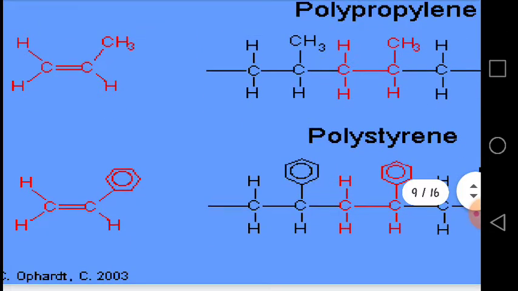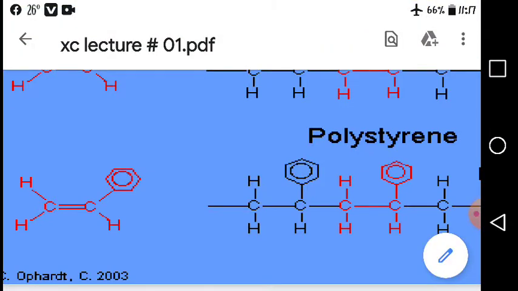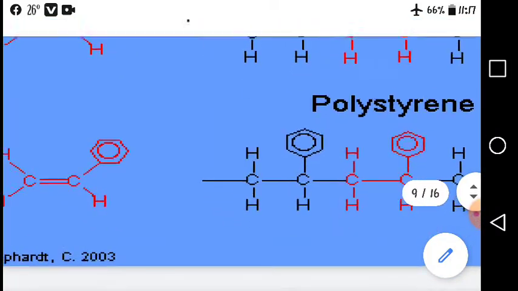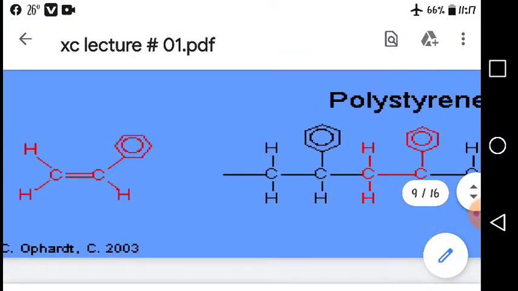Another example of addition polymerization is polystyrene. The styrene unit also has a double bond, and with the help of this double bond, the styrene group combines with other styrene and forms polystyrene, a polymer. Dear students, from these examples, you can easily understand addition polymerization.